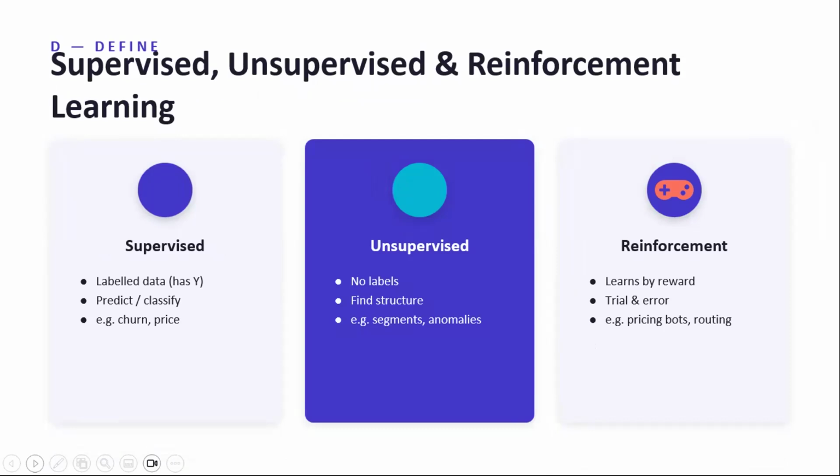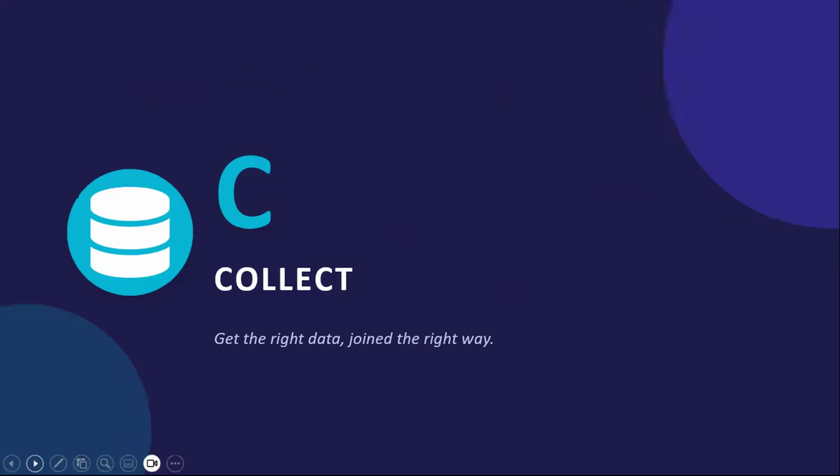Supervised learning is often used with labeled data to predict and classify, while unsupervised learning is used for unlabeled data to find some structures and commonalities, and cluster them. Reinforcement learning is the learning that we have in gamification, which is learning by reward, trial and error. So pricing bots and routing look at reinforcement learning.